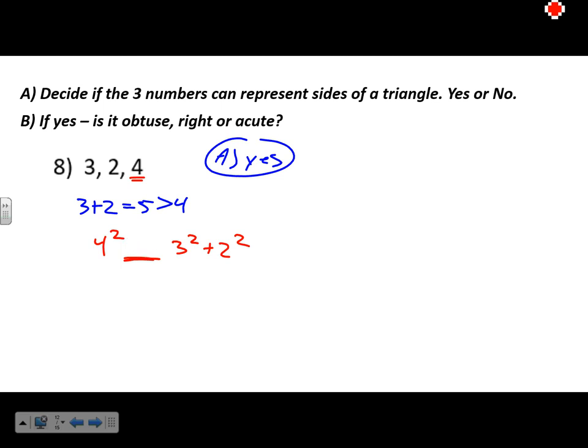4 squared is 16, 3 squared is 9, 2 squared is 4. So 9 plus 4 is 13, so is 16 bigger than or less than 13? 16 is bigger than 13, so that means 4 squared is bigger than 3 squared plus 2 squared, which means c squared is bigger than a squared plus b squared. And if we look back, if it's bigger than, it's obtuse.